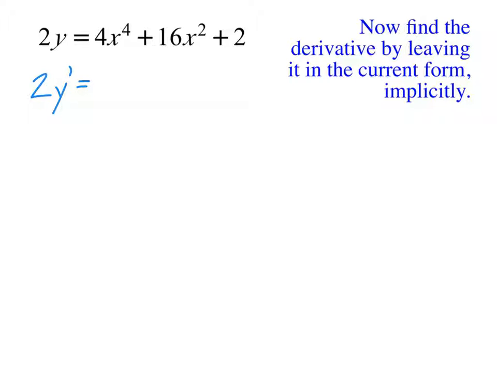So 4x to the fourth becomes 16x cubed plus 32x. And then the derivative of 2 is 0, so that drops out. So this is the first step of finding the derivative implicitly.